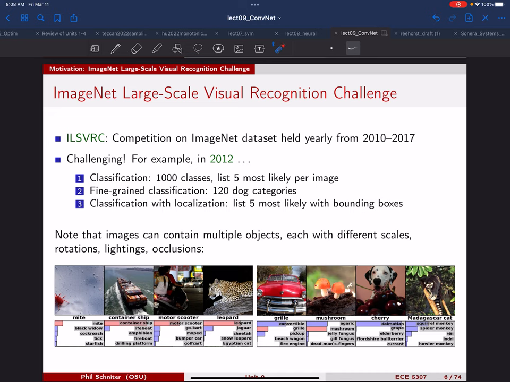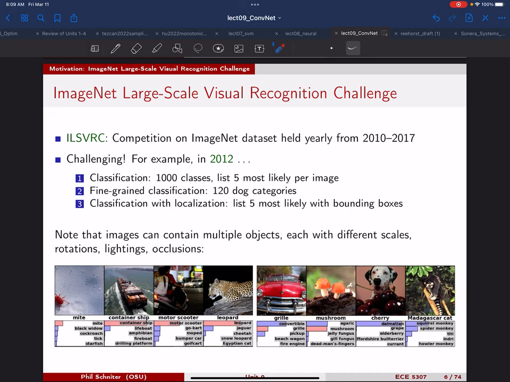Another competition they had was fine-grained classification, where they looked specifically at 120 different categories of dogs. That's going to be more challenging, distinguishing different types of dogs from each other, than, say, a leopard and a car. And they had another competition, classification with localization, which says: not only should you tell me what's in the image, but give me a bounding box to tell me where it is. So maybe there's a dog here, or a mushroom here. And in this case, the goal is to list the 5 most likely things in an image with bounding boxes.